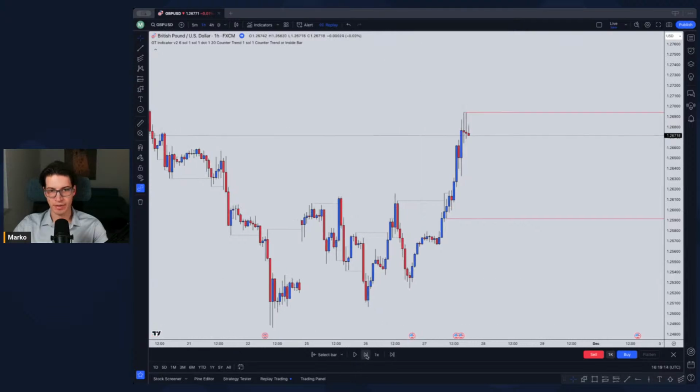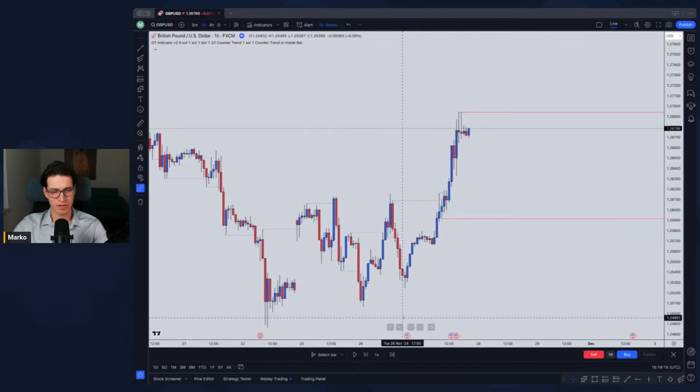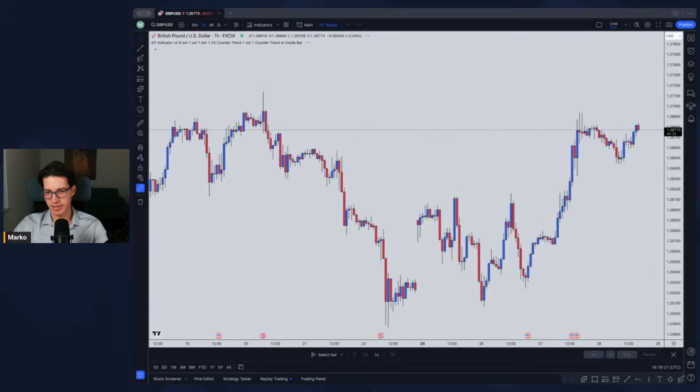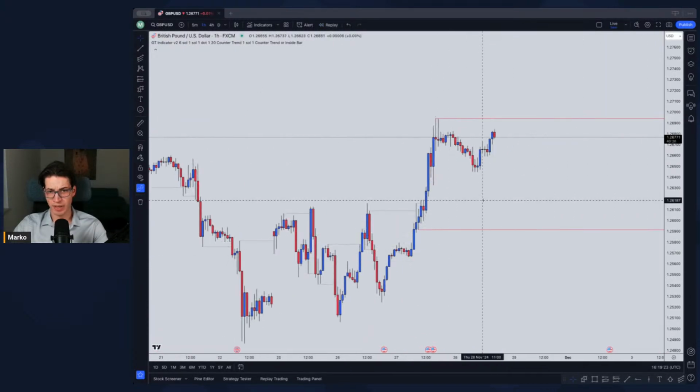But we had triple wicks on the top, so it just started to be very corrective. We just started to have very corrective price action. At that point, I was not really looking for a flag. I was not even looking for a timed entry.